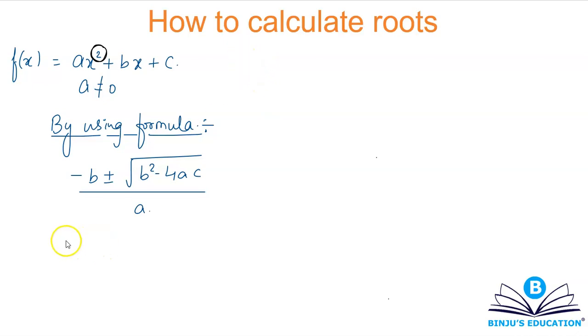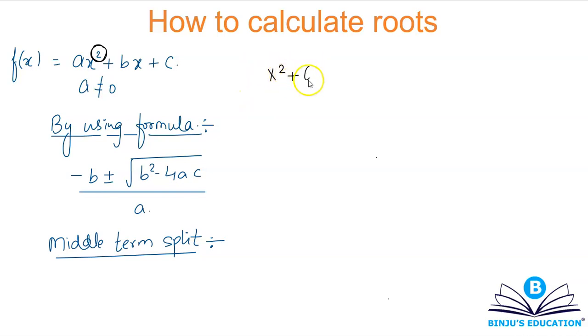Another method is known as the middle term splitting. So let's take an example so as to understand this. Let's say I have a quadratic equation x square plus 6x plus 8. You will always write your quadratic equation in the form of ax square plus bx plus c.